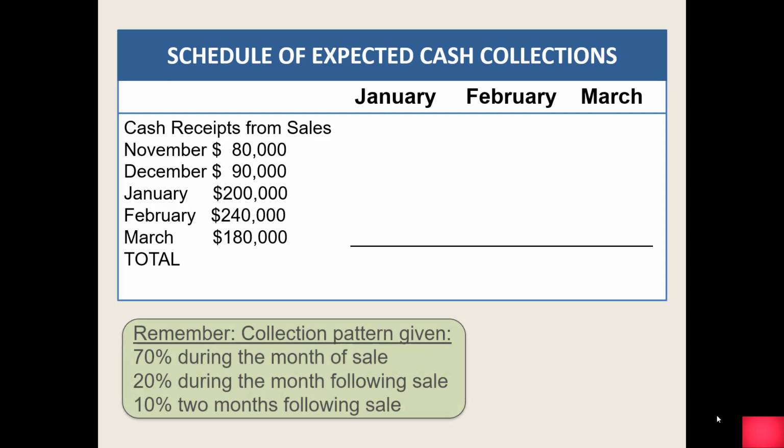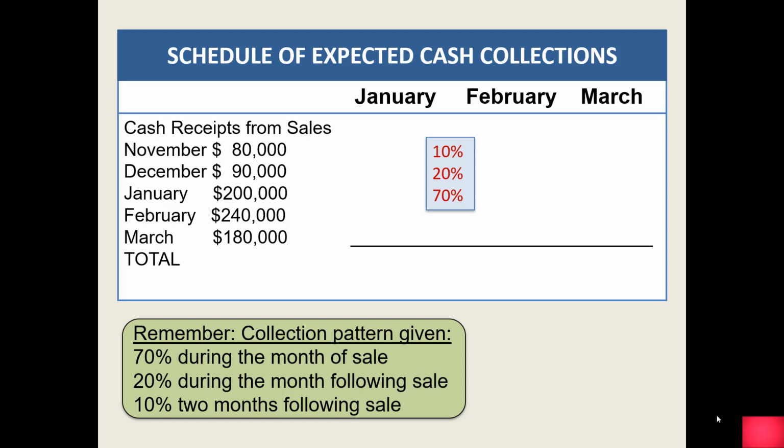And our policy, or our expectations for collections, we believe that we'll collect 70% during the month of the sale, 20% in the month following the sale, and 10% 2 months following the sale. So if we begin to look at what we're going to collect in January, we know that we'll collect 70% of January sales in the month of January. And we will collect 20% of December's sales and 10% of November's sales.